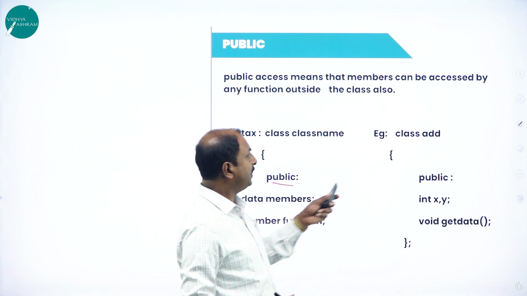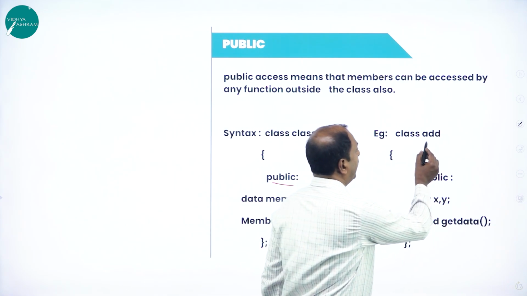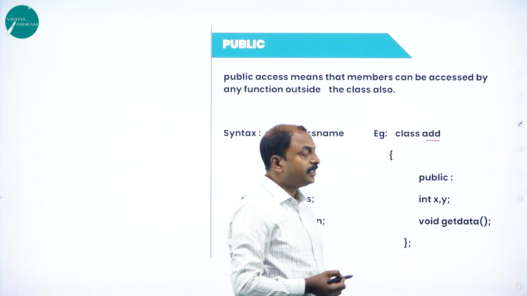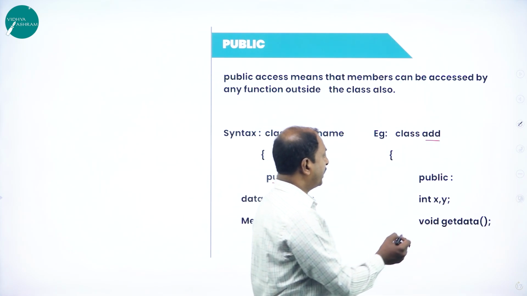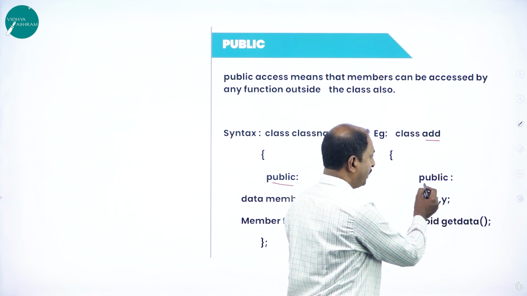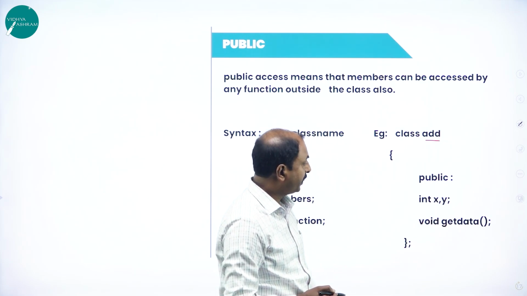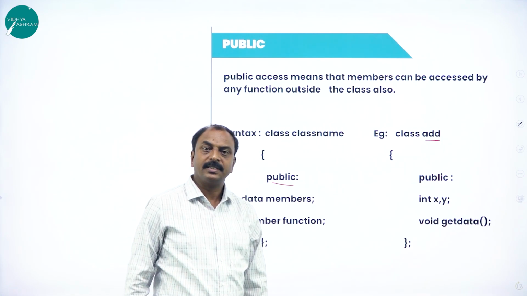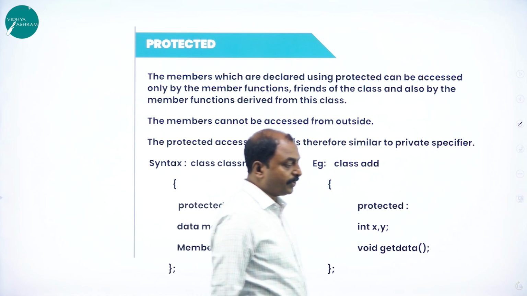Look at the example, class add. Here add is the name of the class, and open the bracket, close the class here, and inside the class we are declaring variables x and y under public and also a function void get data. So this is public access specifier. Now let us move on to the next slide.